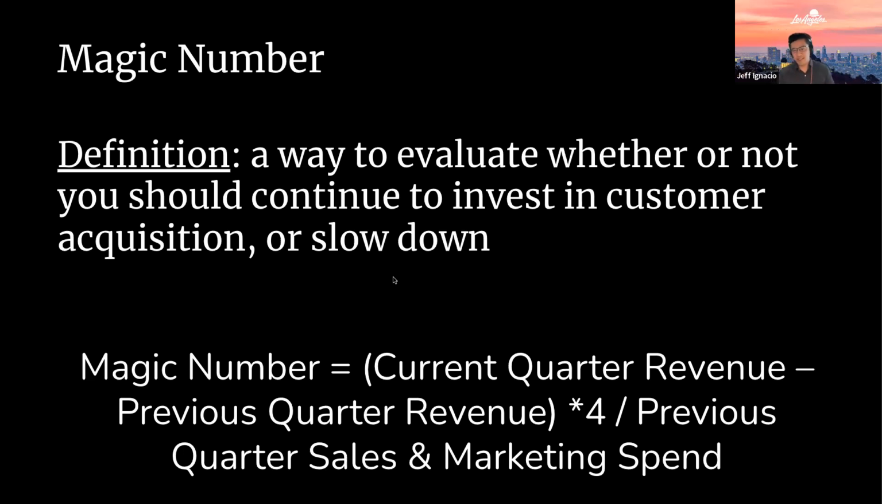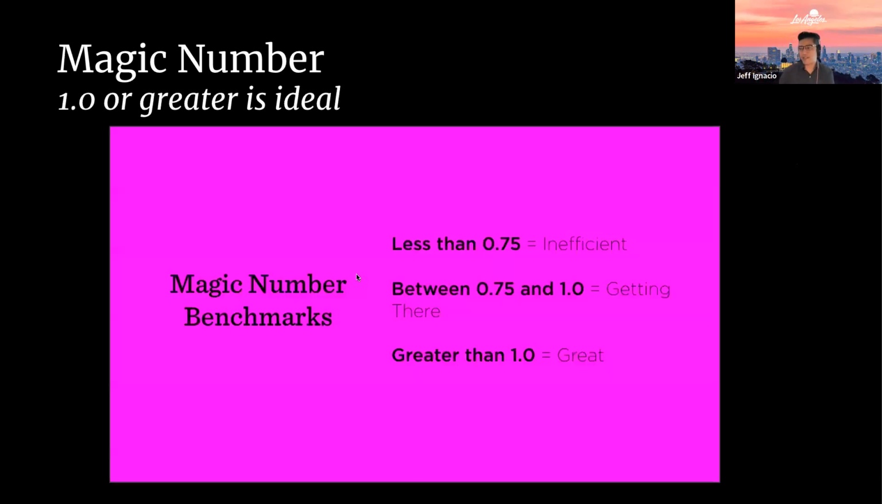This is really taking the quarter-over-quarter growth of the business and then dividing it by the previous quarter's spend. So how much incremental revenue did we generate for that total marketing and sales spend for that quarter? What this should do is give you an idea of whether you should keep going, slow it down, or stop completely. If you're greater than 1, keep going. If you're less than 0.75, it's a sign of inefficiency.